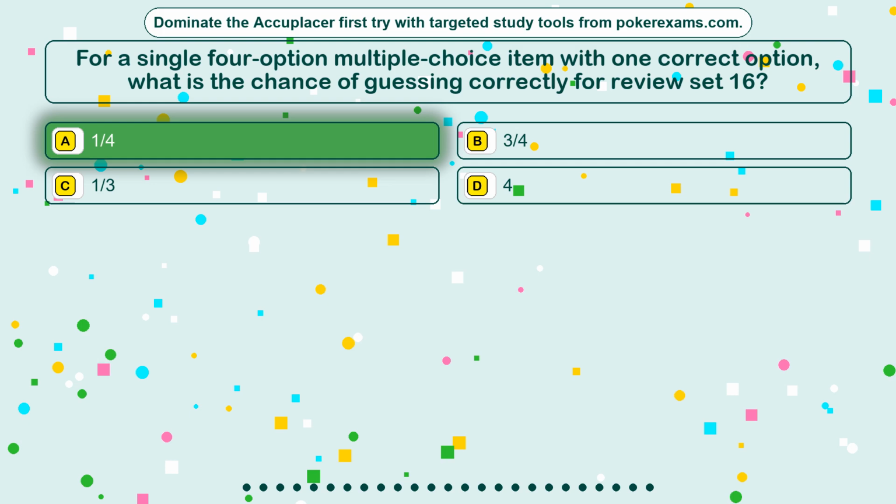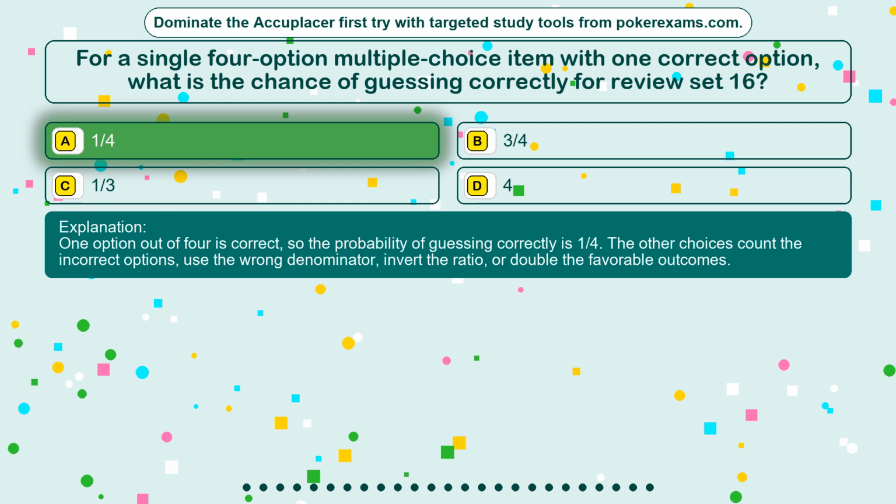The correct answer is option A, 1/4. One option out of 4 is correct, so the probability of guessing correctly is 1/4. The other choices count the incorrect options, use the wrong denominator, invert the ratio, or double the favorable outcomes.